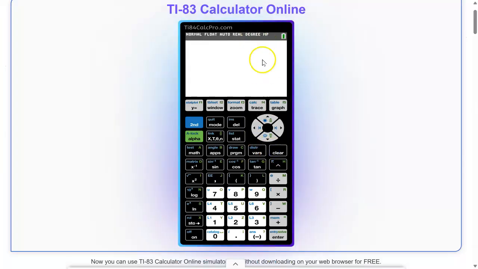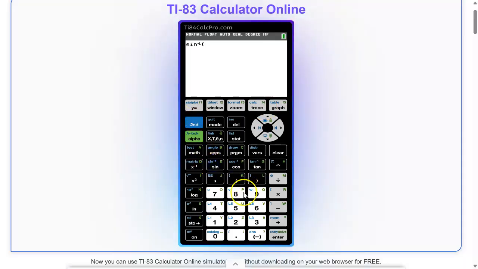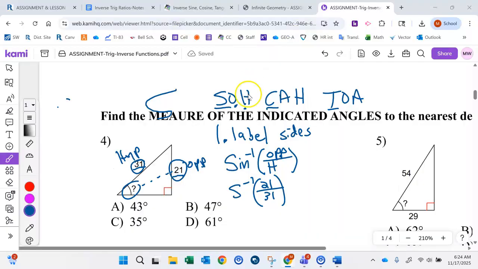And again, it's on degrees. Good. So I'm going to go second sine 21 divided by 31, parenthesis, enter, and I get 42.64, which probably rounds to either 42 or 43. So that would be this one. Okay, good. So that's how you do it.